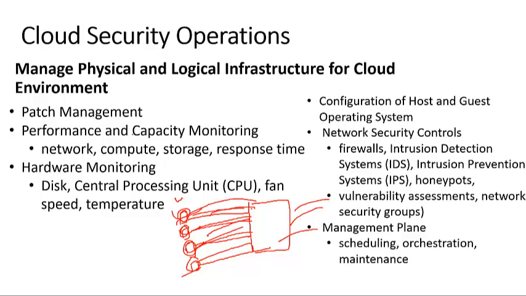Another important thing is to maintain performance and capacity monitoring. Some examples of the common areas to be monitored in performance, capacity and hardware monitoring are monitoring of the network, monitoring of the compute, monitoring of the storage, and monitoring of the response time. For example, on the network, excessive dropped packets. We need to monitor excessive dropped packets. When you're talking about storage, which is the disk, we need to check for a full disk or slow read write to the disk, input and output per second.